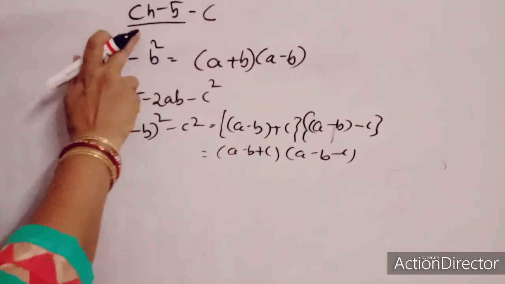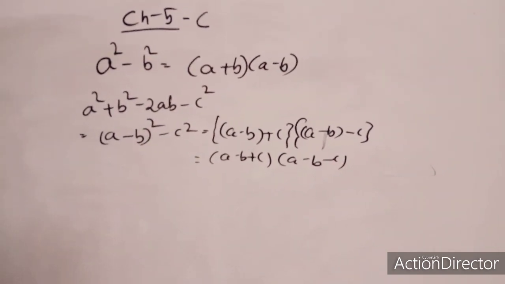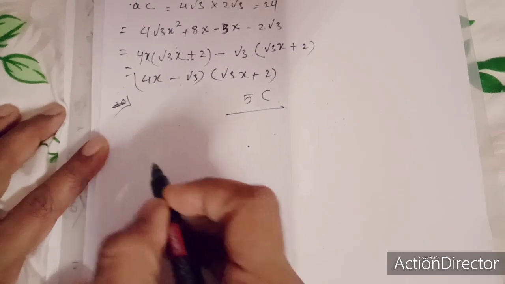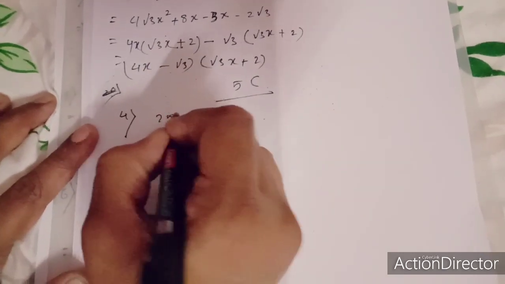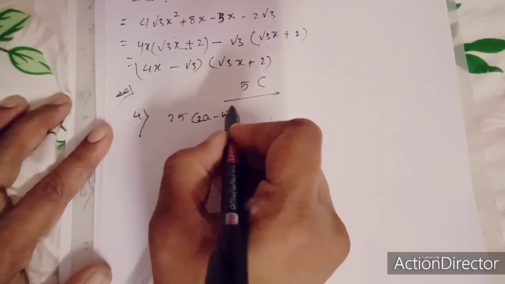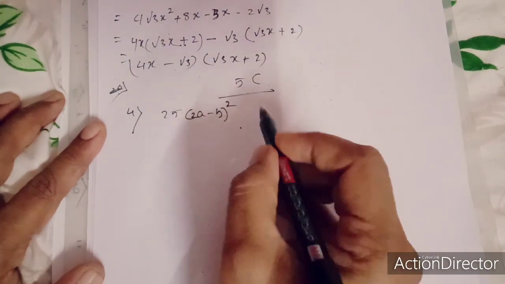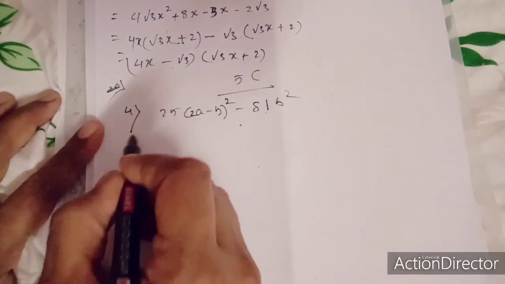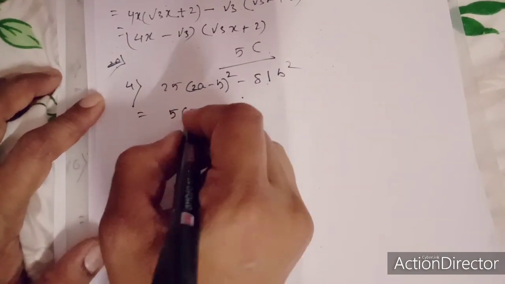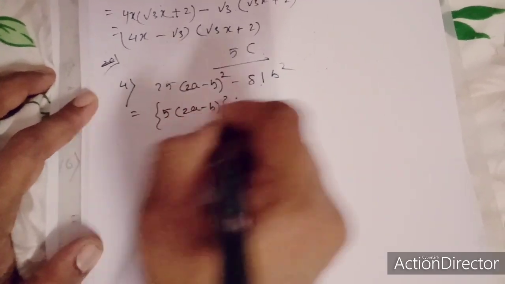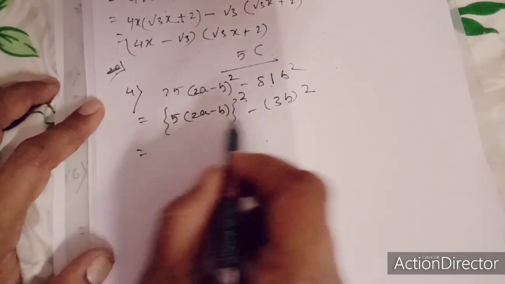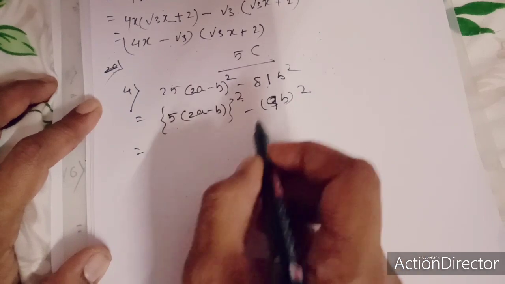Applying this, I am going to solve some numbers of 5C. So I am solving some numbers. I am starting with number 4: 25 times 2a minus b whole square minus 81 b square. So we have to express these two as perfect squares. So this is 5 times 2a minus b whole square minus 9b whole square.